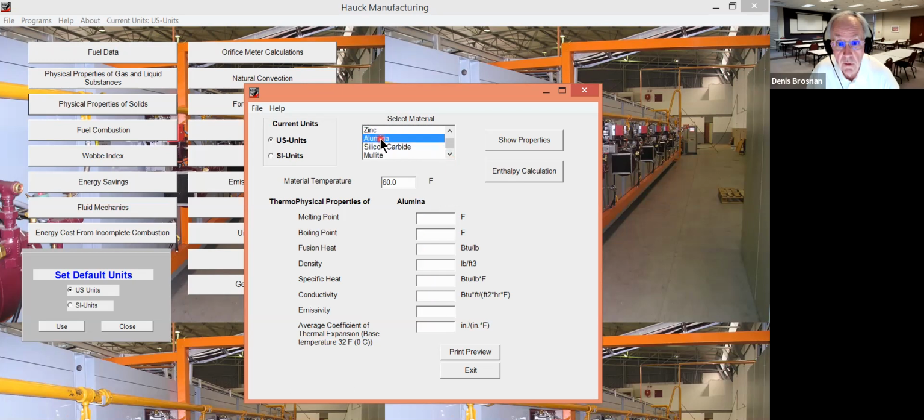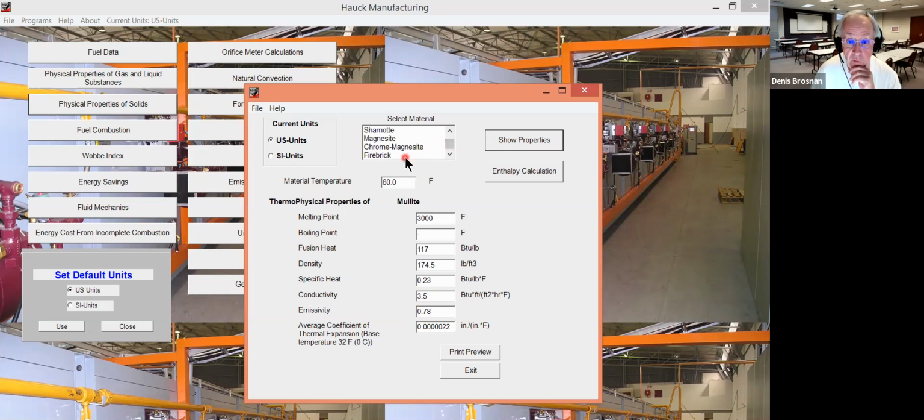And look, finally, here's alumina. Well, there's finally a ceramic, so we can click on show properties. If we wanted to, we could print the properties, but we have specific heat data for aluminum oxide, and thermal conductivity data, emissivity data if we're interested in radiation heat transfer. So all this is stored in the program. There's our friend mullite, used in refractories as well.